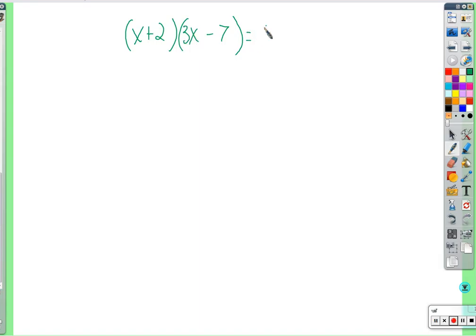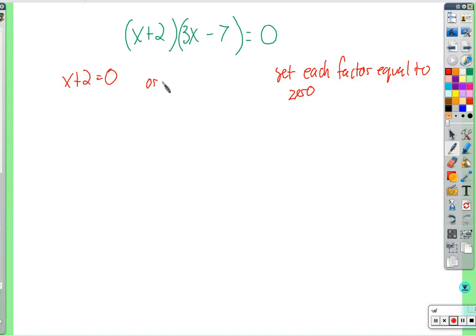Factors like x plus 2 and x minus 7. Let's make it something else so it's not too easy to figure out. x plus 2 times 3x minus 7 equals 0. First thing I'm going to do is set each factor equal to 0. Like this, x plus 2 equals 0, or 3x minus 7 equals 0. You can't get both of them to be equal to 0 at the same time unless they're identical. But if one of them is 0, that's good. If the other one is 0, that's good. One of them has to be 0. Solve for x.